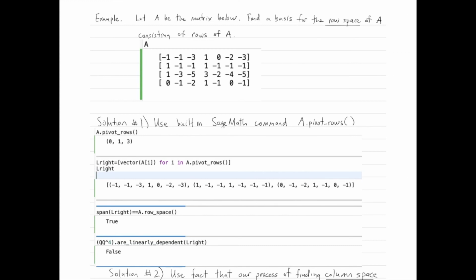And then I ask, is the span of these vectors equal to the row space of A? And the answer is true, so that's good. And then are these vectors linearly dependent? And the answer is false, and that's also good. So these vectors span the row space and are linearly independent. Therefore, they form a basis for the row space. So again, to emphasize, this would be the answer to our question. Find a basis for the row space consisting of rows of A.